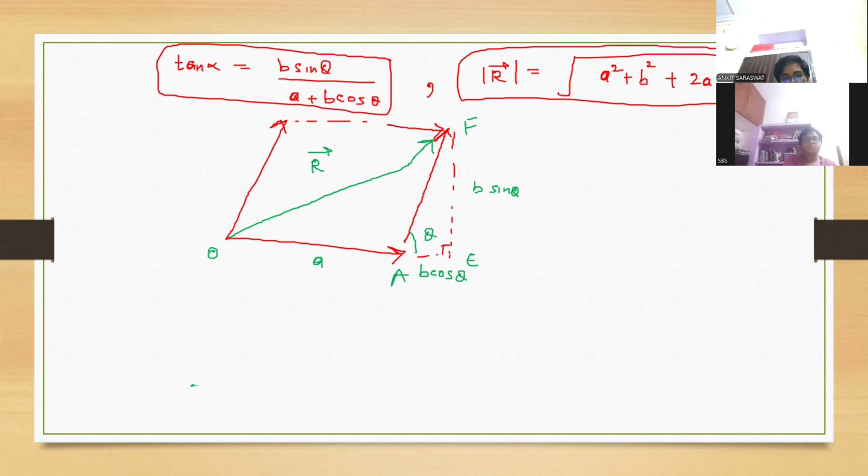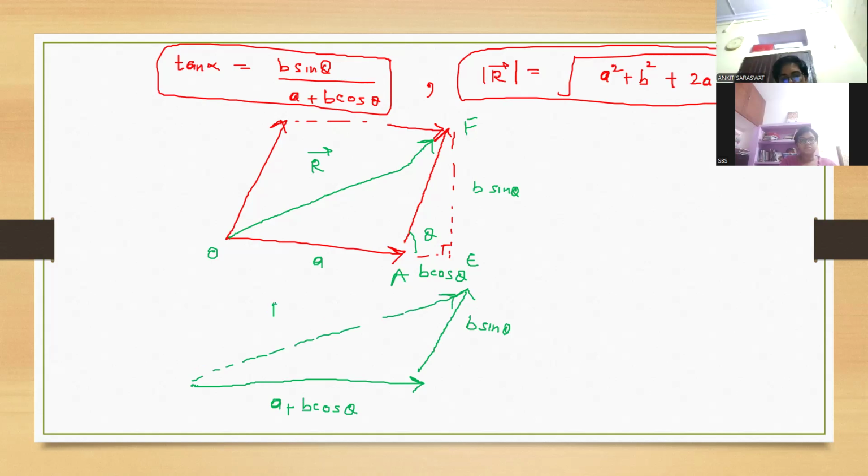If you look carefully, a plus b cos theta is just like that. This is a plus b cos theta, and this is b sin theta. It becomes the triangle law, and this is the resultant. Very simple. Don't worry, I will help you to understand.